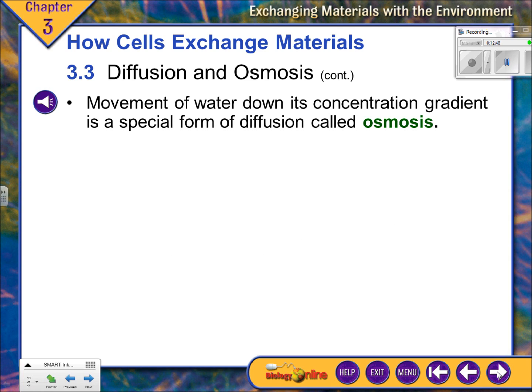Osmosis, hear me clearly on this, is simply a type of diffusion. It's specifically talking about what? Water. So water moves from an area where there's more water to an area where there is less water. Now this can get a little confusing, and it has all to do with how much stuff is dissolved in the water. That's the concentration gradient.